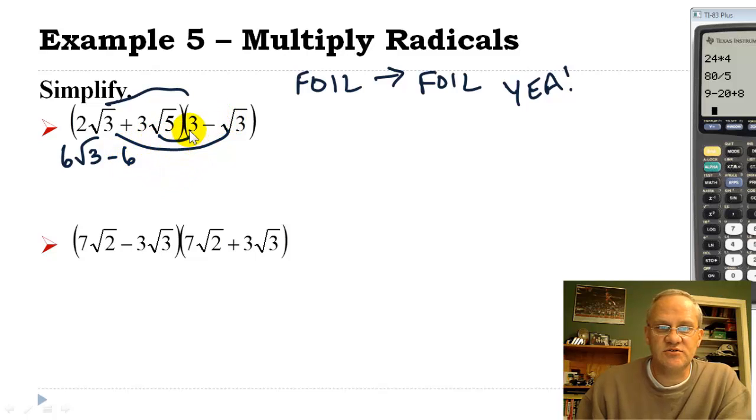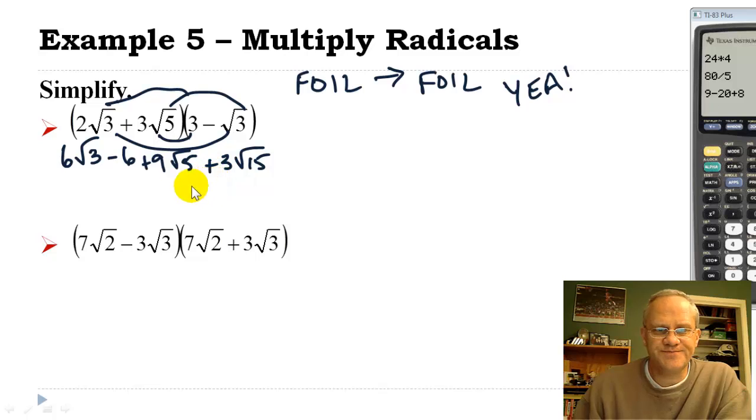Then we're going to multiply these two. This 3 is outside, that 3 is outside, so this one has to be plus 9 square root of 5. And then last, the 5 and the 3 are both under, so those get multiplied together, so I'm going to have plus 3 square root of 15. Okay, so I FOILed this together.